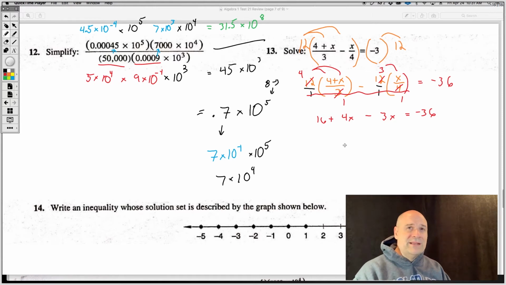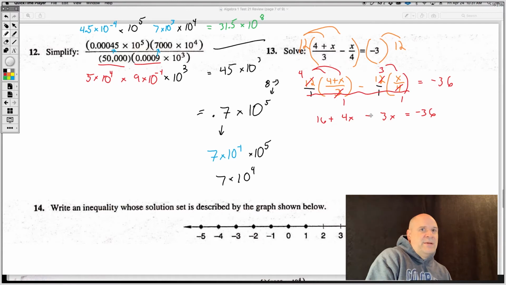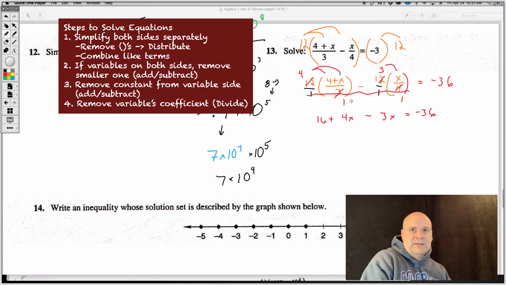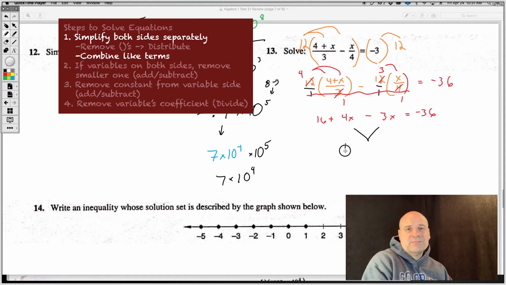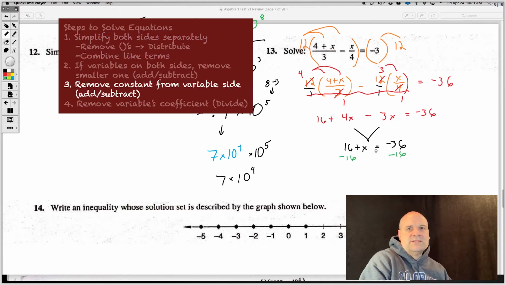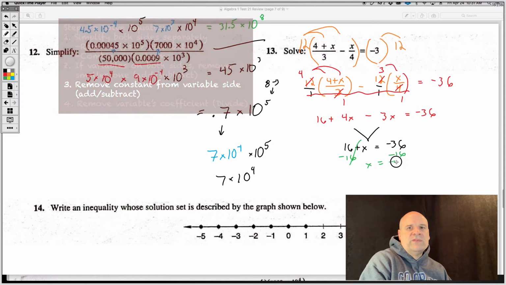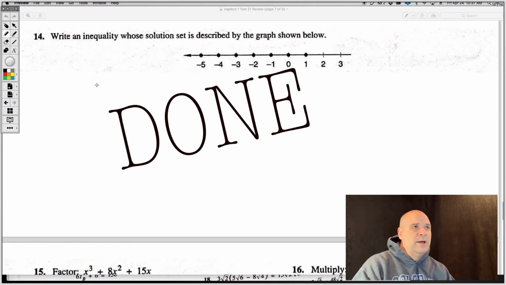All right, so do you see why we did that? Otherwise, we would have had fractions. So this 12 was our F-bomb because it killed all the fractions in the equation with one bomb, all right? So, first step, solving equations. Simplify both sides separately. There's no parentheses, we just got rid of them. So now combine like terms. What's 4x minus 3x? x equals negative 36. Skipping the second step because we don't have variables on both sides. Third step, get rid of constant on variable side. Get rid of that 16. So x equals negative 52. Cool. All right, number 14.